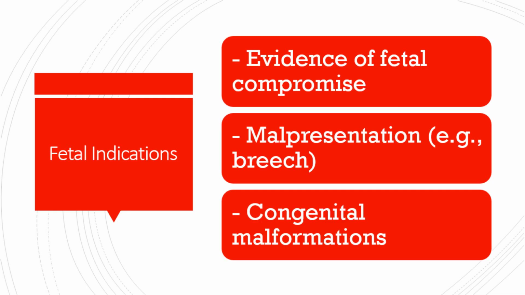Fetal indications for C-section include evidence of fetal compromise. This can be diagnosed with auscultation of the fetal heart rate or electronic fetal monitoring. Fetal heart rate monitoring does have limitations and must be interpreted by a skilled healthcare provider. Other fetal indications for C-section include malpresentation such as breech or transverse lie and severe congenital anomalies. These factors require immediate assessment to ensure the safety of the fetus.